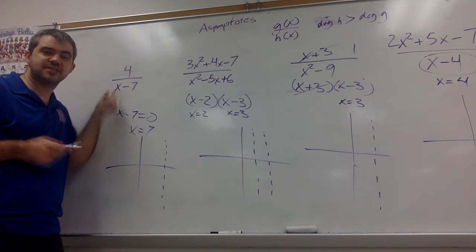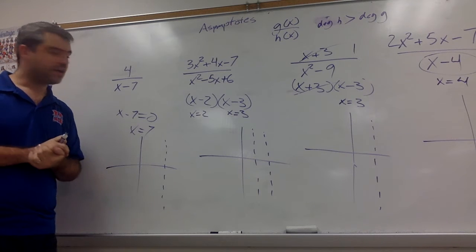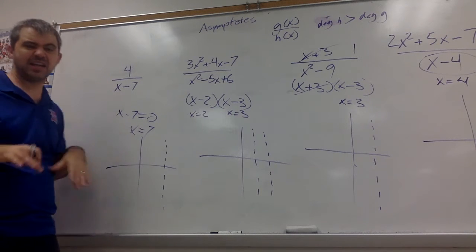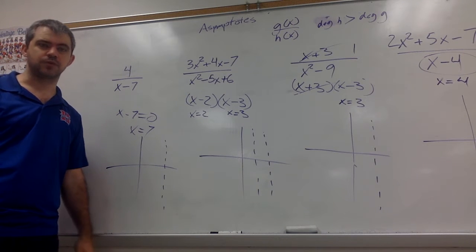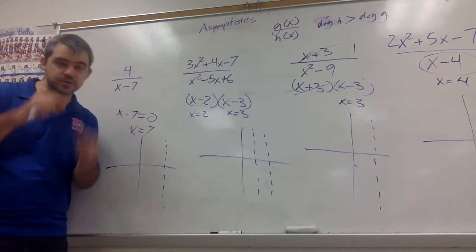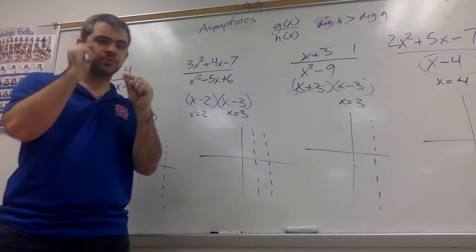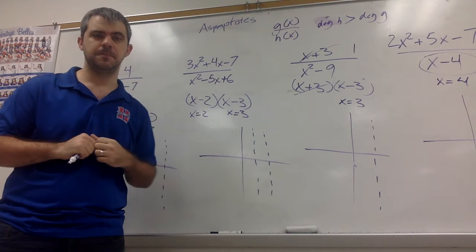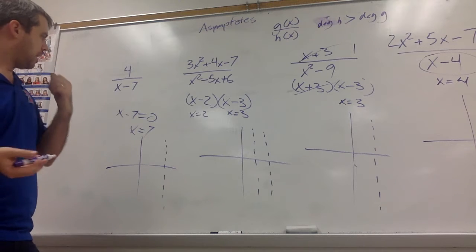So x is going to get really, really big. So it's 4 divided by like a billion. Well, what happens if we take 4 pizzas and slice them into a billion different pieces? Well, those pieces are going to be about this big. We're going to get closer and closer to 0. Okay, so the limit is going to go to 0.